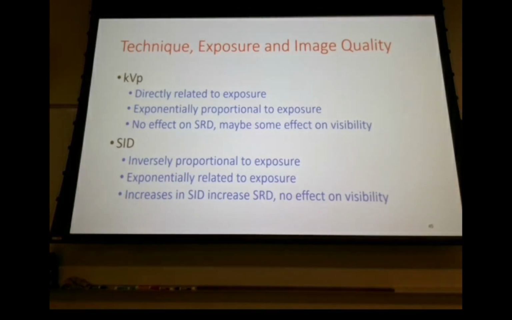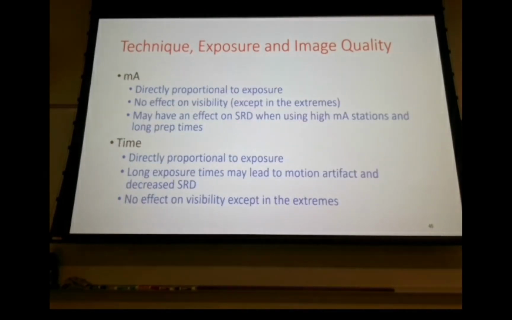So, kVp: effect on technique, increase exponentially, especially at the image receptor. We get an increase in exposure, image quality, maybe a slight change in visibility. With SID, it's inversely proportional as far as exposure goes, and it is what we use to control sharpness or recorded detail when we have an increase in OID. If we can't use an increase in SID, we have to do something else.